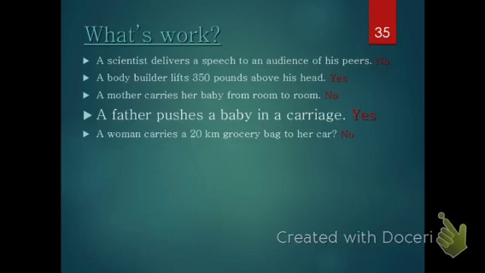Okay, father pushing a baby in a carriage. Yes, that's work because he's pushing the baby a distance. He's applying a force to move the baby, and the baby's moving in that direction. Okay? Same thing, a woman carries groceries to her cart. Because she's carrying it, she's not pushing it. It's not considered to be work because the force and the distance are not going in the same direction.